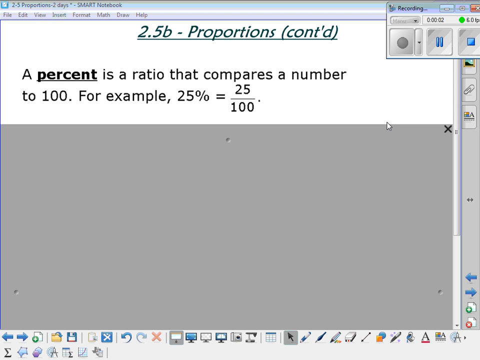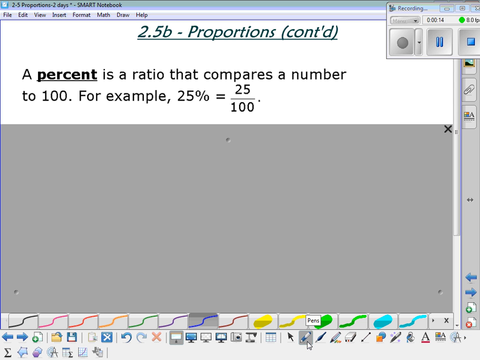So today we're going to continue on with proportions. We started it yesterday. We're solving problems using proportions. One type of proportion is percent. Or ratio rather. We're going to use proportions to find percents. A percent is a ratio that compares a number to 100. So for example, if you have 25%, that's the same as 25 over 100.